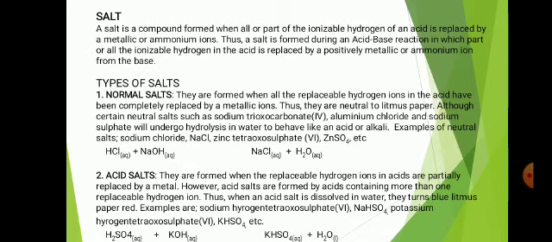Take note, acidic salts are formed by acids which have more than one hydrogen ion in their molecule. So that means that hydrochloric acid cannot react with a base to give you an acidic salt because it is monobasic in nature. Therefore, acidic salts are formed by dibasic acid, tribasic acid, tetrabasic acid, and so on and so forth.